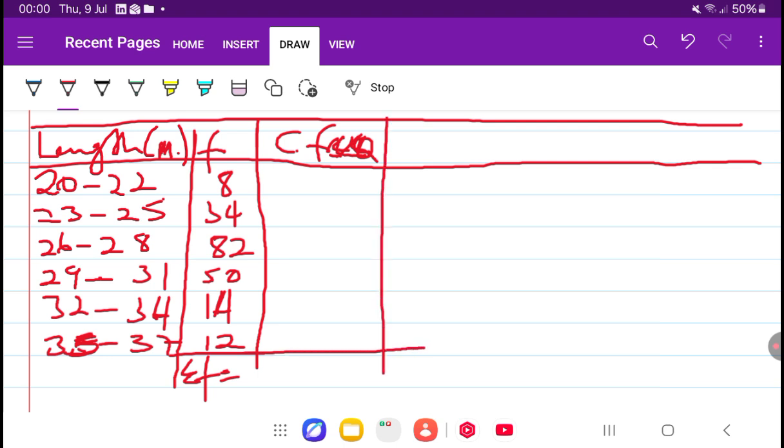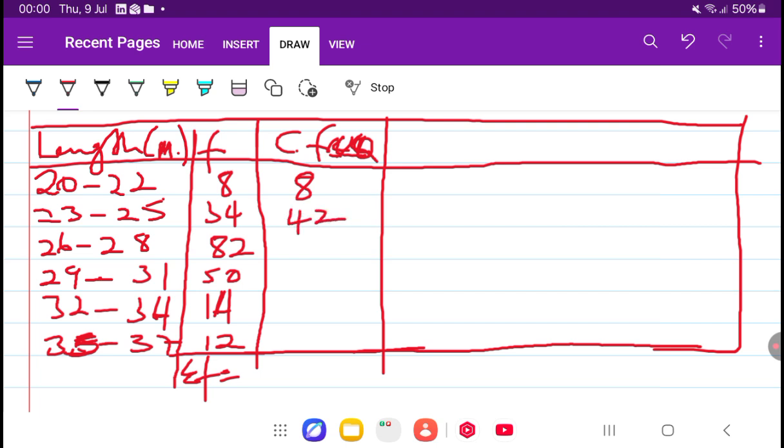So from here we can easily know this is 8. Of course, 8 plus 34, it is 42. 42 plus 82, that is 124. 124 plus 50, that is 174. 174 plus 14, that is 188. And 188 plus 12 gives you 200. So indeed our total frequency is 200.